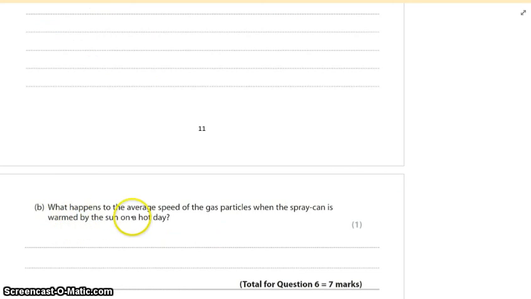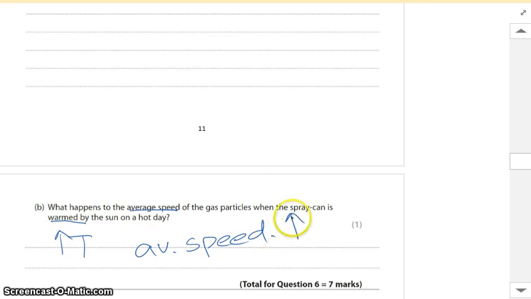And the final part of the question B, what happens to the average speed of the gas particles when the spray can is warmed? So this means that the temperature is increasing, which means that the average speed is also going to increase. And some of you remembered the relationship that the Kelvin temperature of the gas is directly proportional to the average kinetic energy of the particles in the gas.